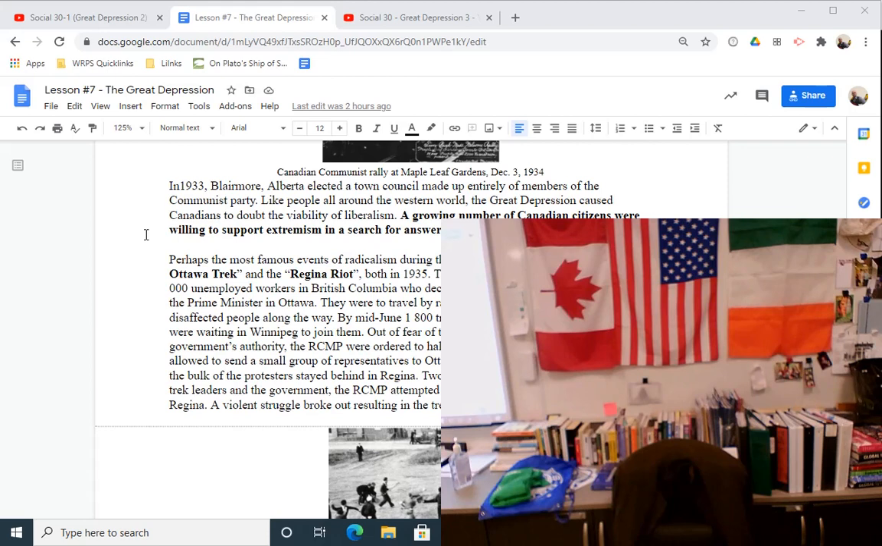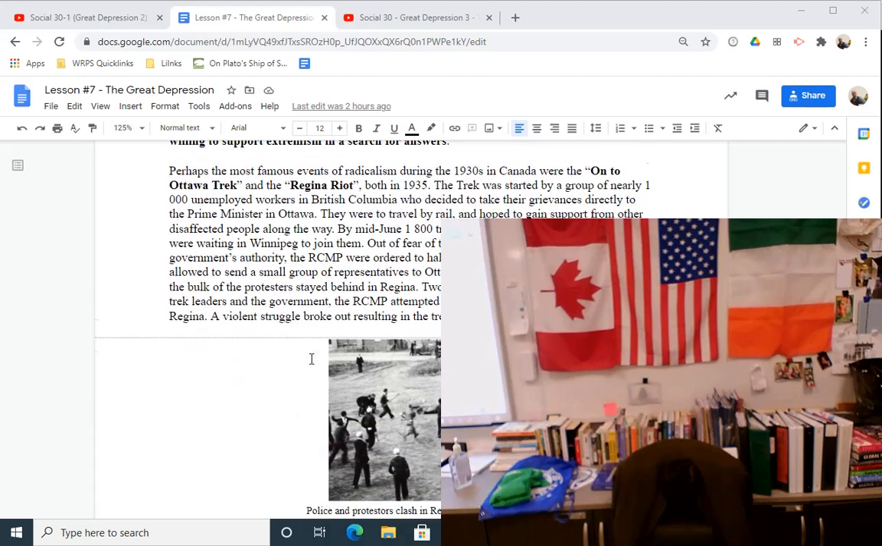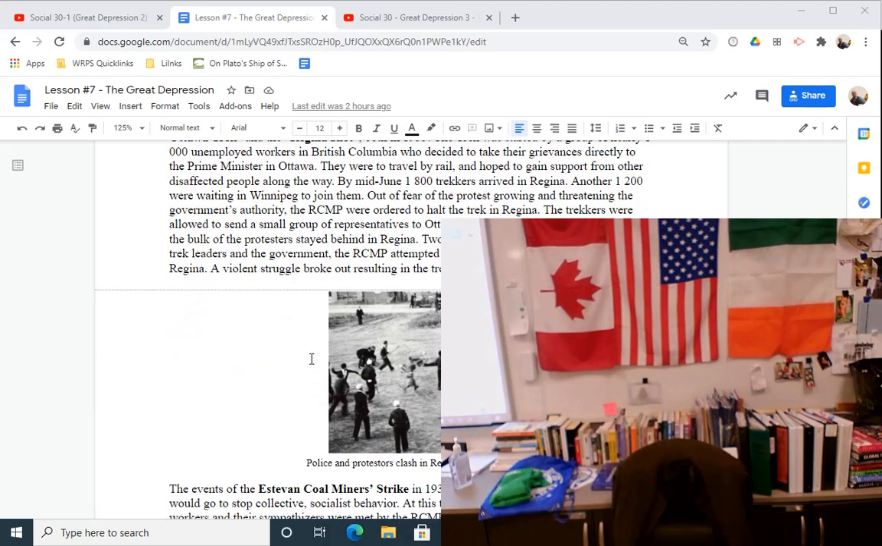So by the time they got to Regina, about 1,800 trekkers were in Regina, and they were stopped by the RCMP. The trek was halted by the RCMP in Regina, and a riot broke out. And in the riot, a member of the Regina police was killed. So it was a violent riot between the workers who were disillusioned because they felt the government wasn't doing enough for them. They felt that Prime Minister Bennett wasn't doing enough for them. So they thought that if they jumped on the train and took their protest or grievances on to Ottawa, then they could try to get Ottawa's attention.